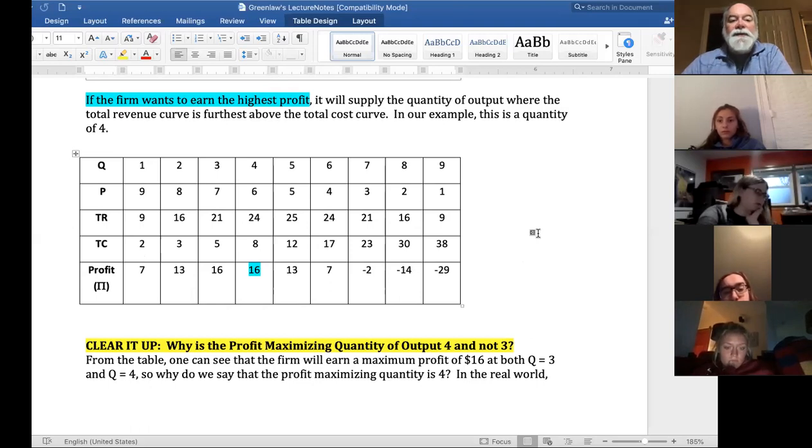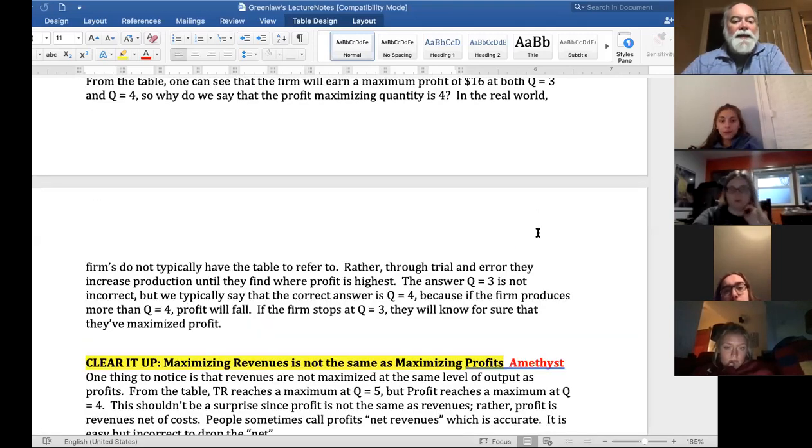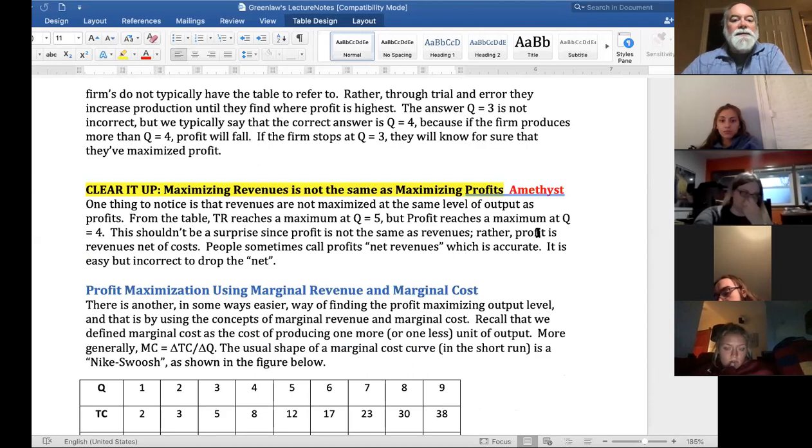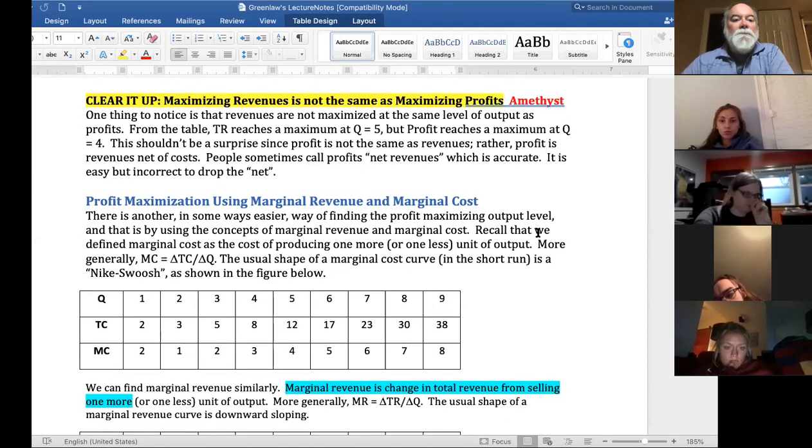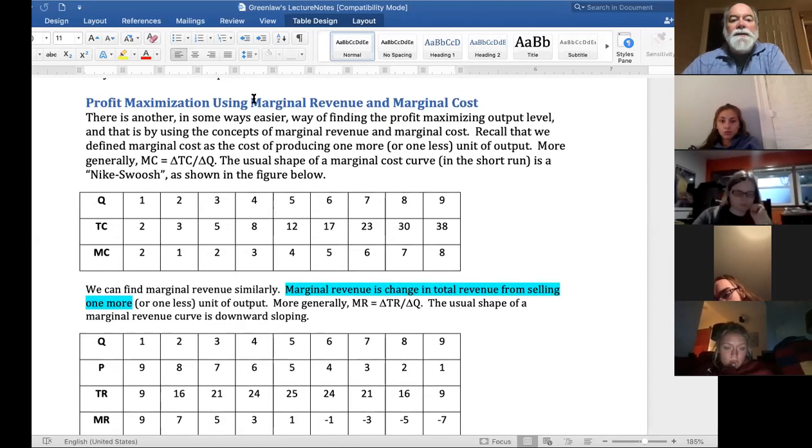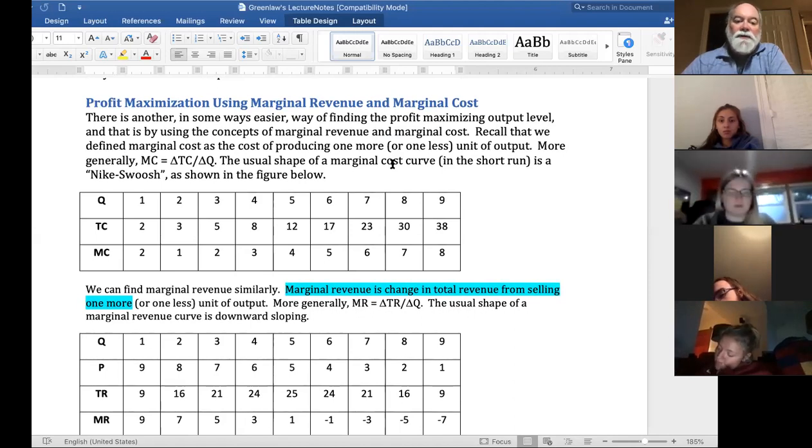Okay, now there's actually an easier way to do this. The easier way is introducing marginal revenue. We already know what marginal cost is, okay? Marginal revenue is defined as all the other marginal things. It's the change in total revenue from selling one more unit of output.